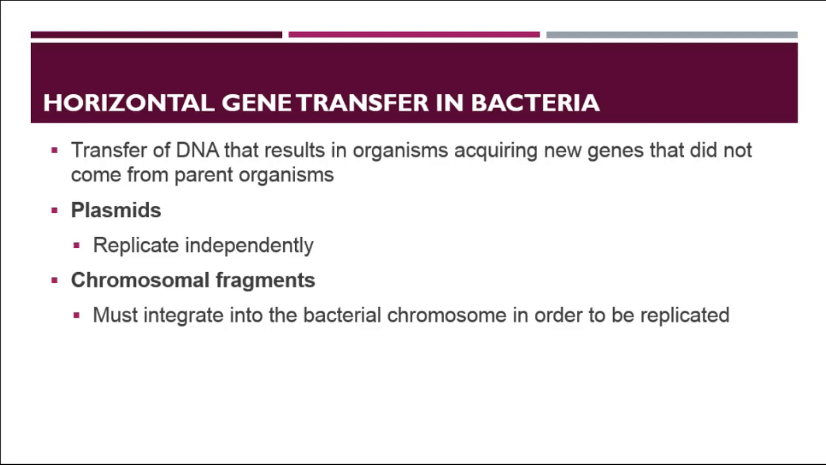In bacterium, the ability to recombine their DNA is significantly easier than it is in eukaryotes. This is what we call horizontal gene transfer, where DNA is transferred between organisms that are not parent and offspring. And this can happen through the transfer of plasmids that are able to replicate themselves independently of the cell, or chromosomal fragments that get picked up and integrated into the bacteria's chromosome and then are replicated with that chromosome.